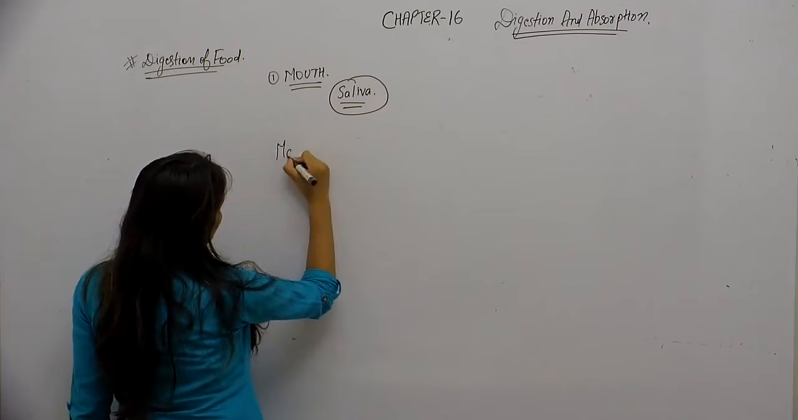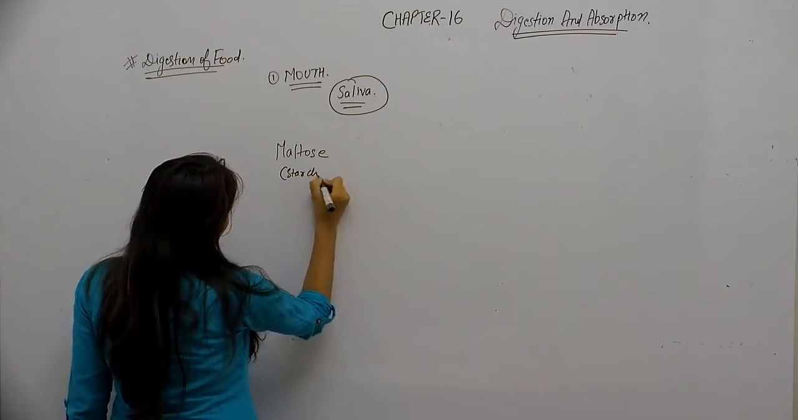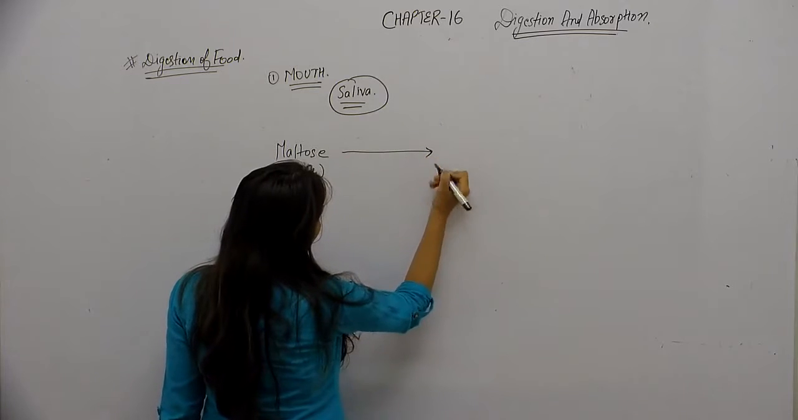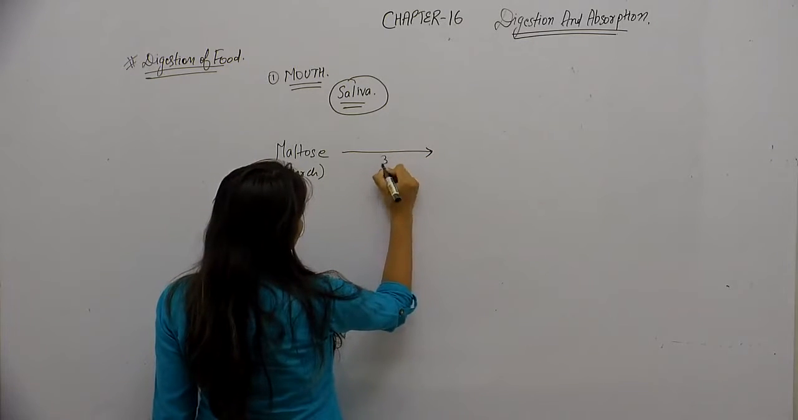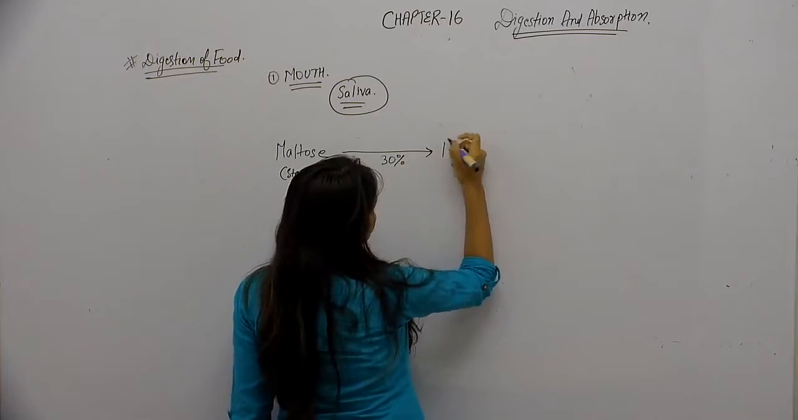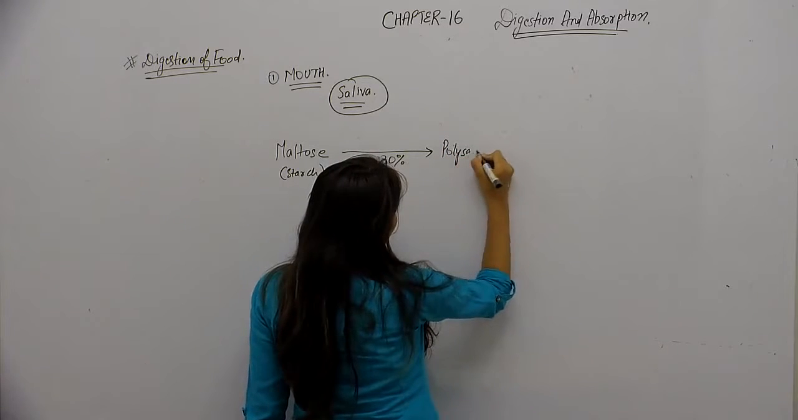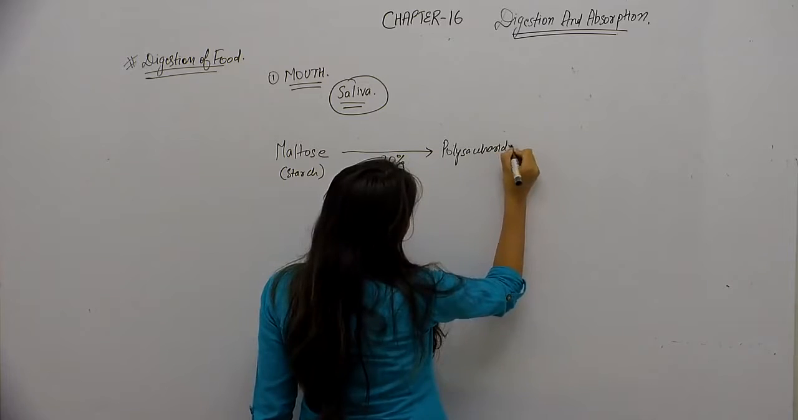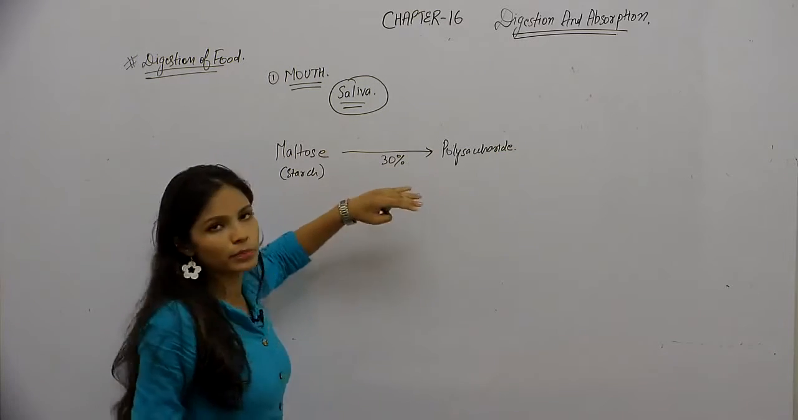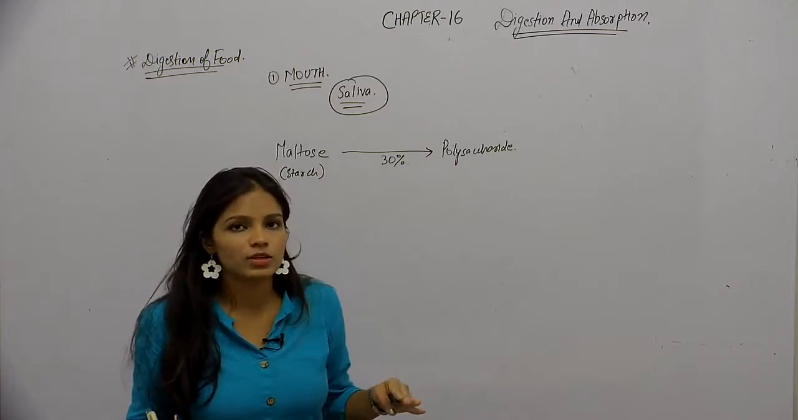Maltose, which is a starch, breaks down into polysaccharides by up to 30%. The whole of the digestion does not take place, only 30% of the digestion takes place in the mouth.